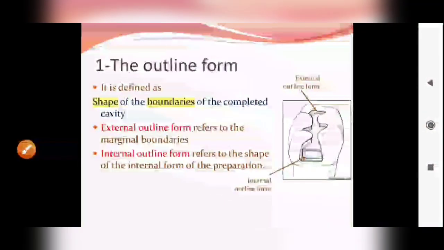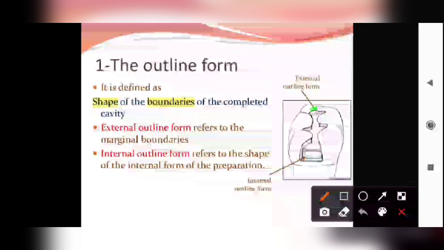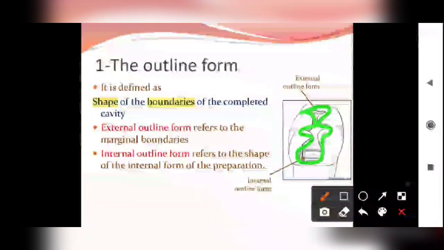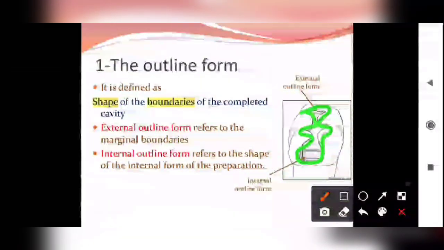So what is the outline form? It is defined as the shape. So this is called the outline. What we do, we outline the tooth. Where the caries is, we make the outline according to the pits. So this is the outline. The shape of the boundaries is called the outline form. We have two types, external outline form and internal outline form, right?